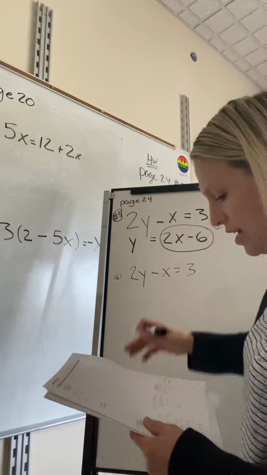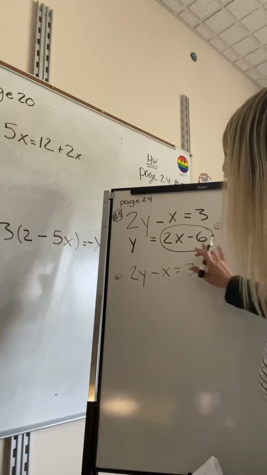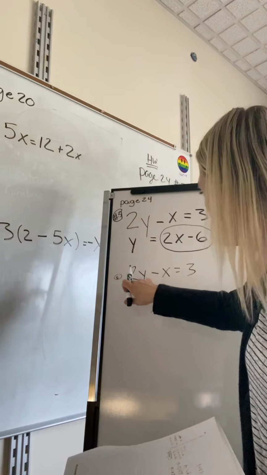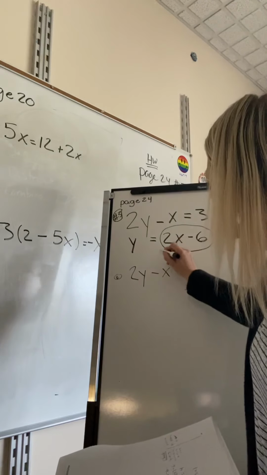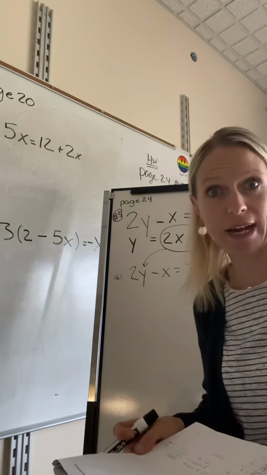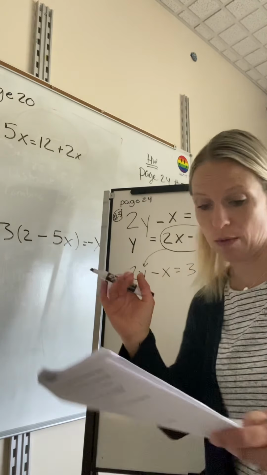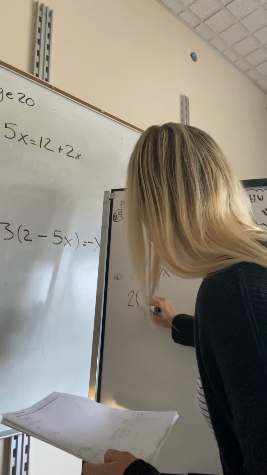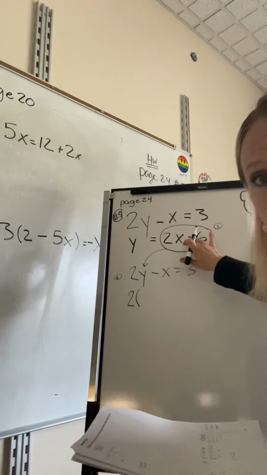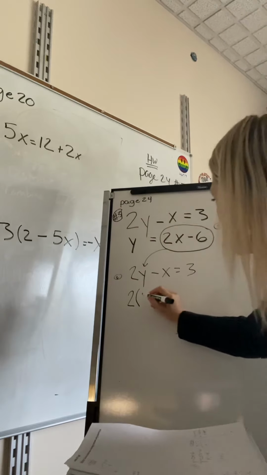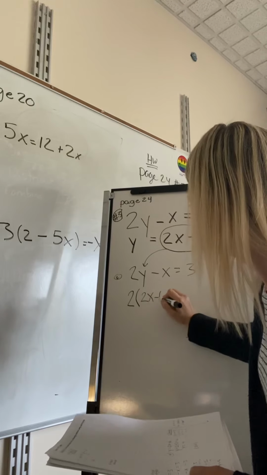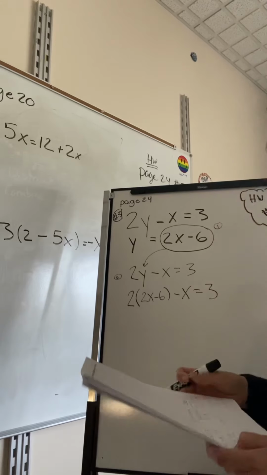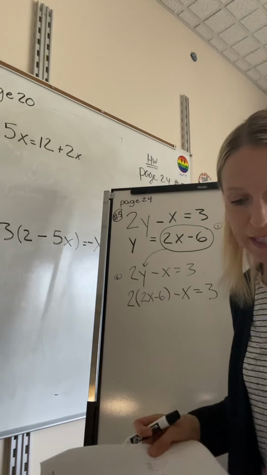So in this equation, I'm going to get my answer key so I don't make a mistake. In this equation, it says 2 times y. So instead of saying 2 times y, we're going to replace y with 2x minus 6, making sure we use parentheses when we do that. So still on step 2, instead of 2 times y, we're going to do 2 times (2x minus 6) minus x equals 3. So bring everything else down. So step 2 is complete.